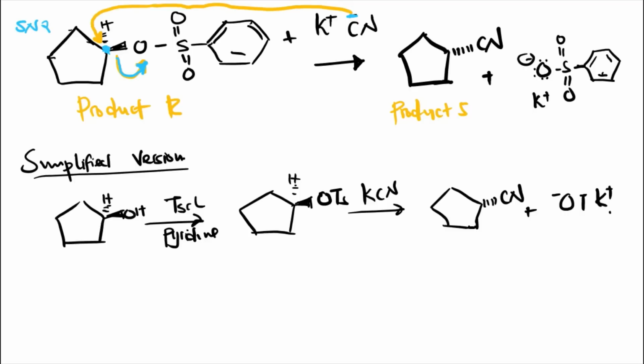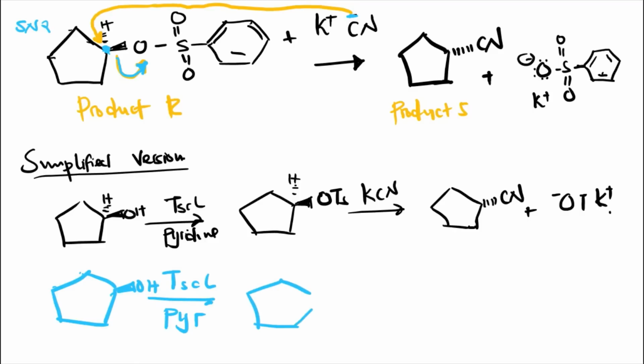If you want to predict the product, when an alcohol, let's use this same alcohol, like this, reacts with tosylate chloride in pyridine, what happens is that the H is replaced by the TS, like that. So this will still be in front. The configuration of the isomer won't change. The H of the hydroxy is going to be replaced with a tosylate there. So this tosylate is a very good leaving group.